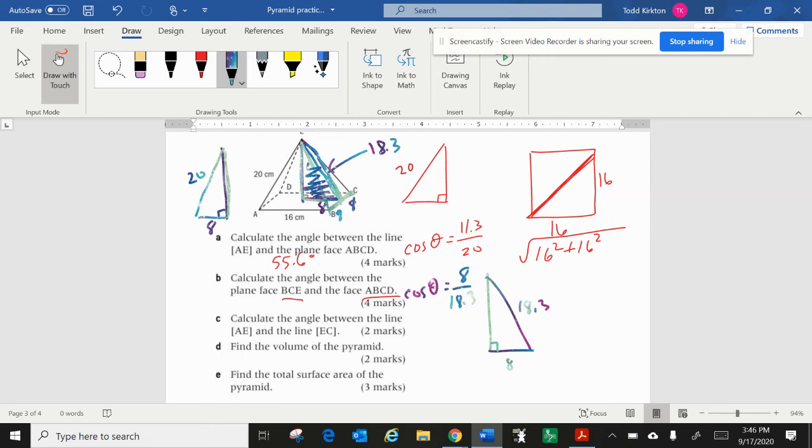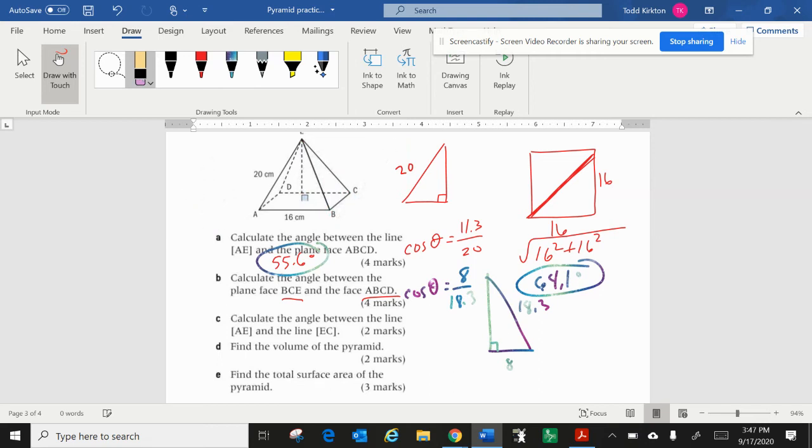And that ends up being 64.1 if you put it in your calculator. So I got 55.6, 64.1. Always kind of keep track of those things because you might use them again. I'm going to erase this off my picture so I can clean it up, but you might just leave it on your picture.